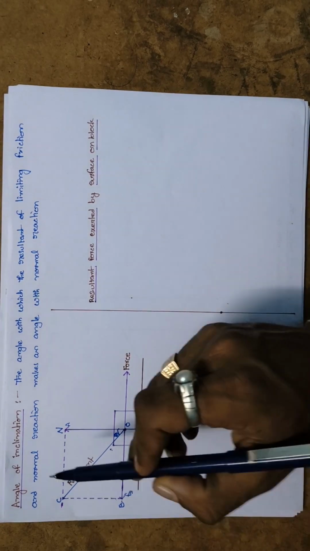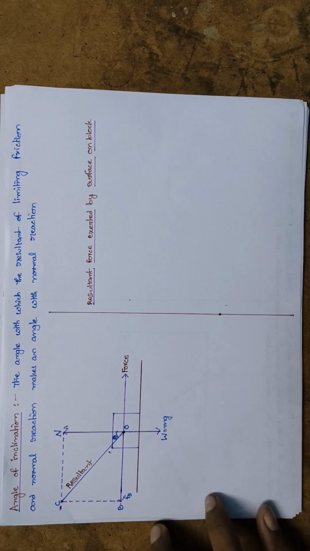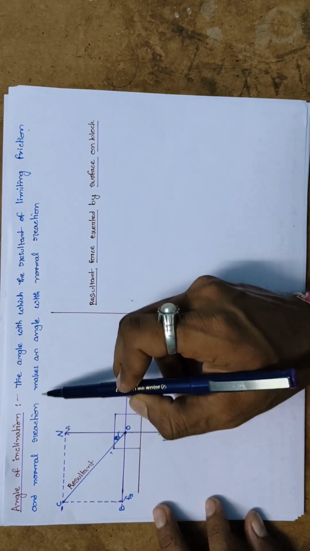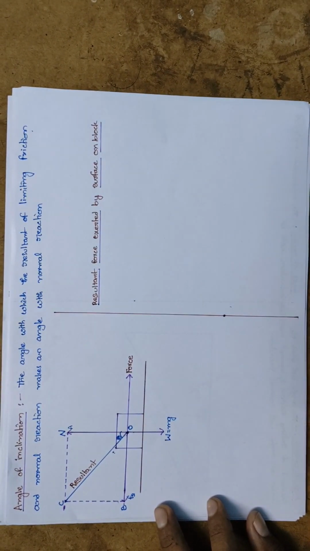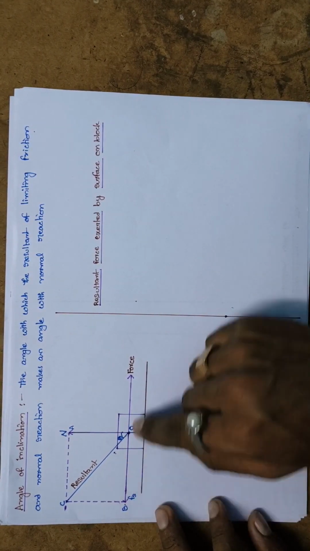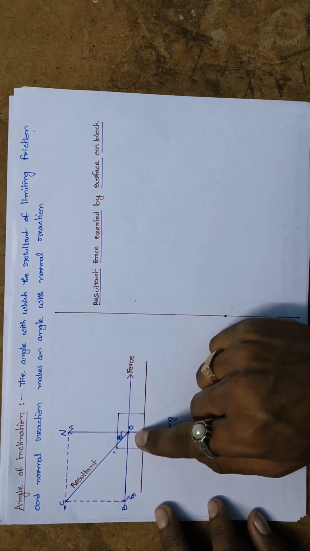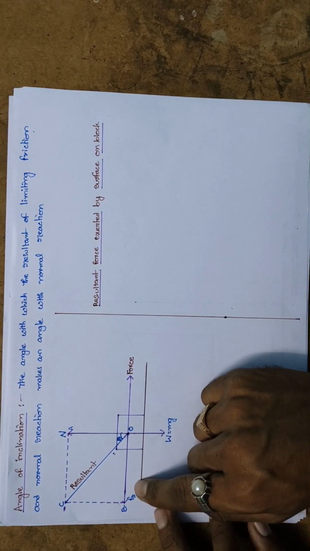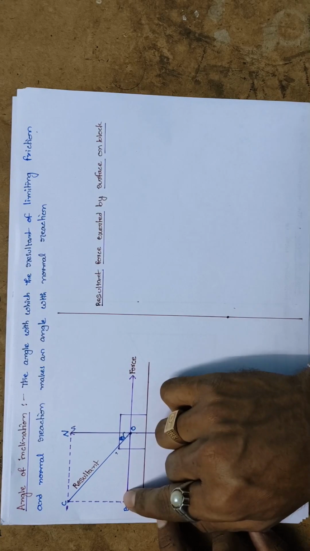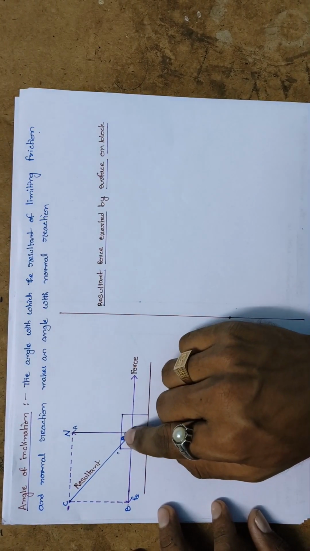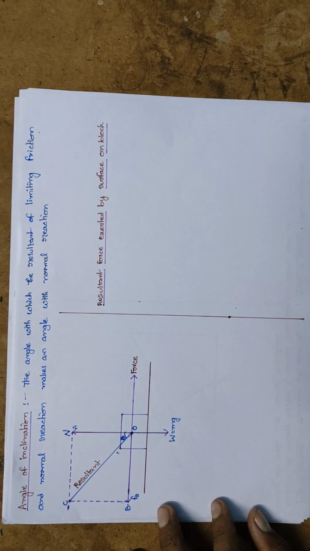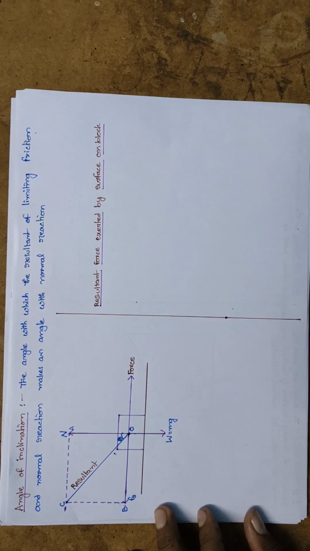So coming to the topic, angle of inclination. It is defined as the angle which the resultant of limiting friction and normal reaction makes with normal reaction. Look at this diagram. This is the normal line, and this is the friction, because whenever a force is acting in the forward direction, friction will be developed in the backward direction. So the resultant of limiting friction and normal reaction makes an angle theta with normal reaction, and it is called the angle of inclination.